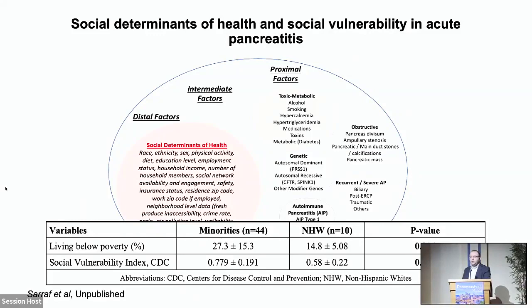And that cohort that I briefly mentioned earlier, that included 54 acute pancreatitis patients, we looked into to see if they were more socially vulnerable compared to acute pancreatitis patients who are non-Hispanic whites. And even among those who have acute pancreatitis, if you look here, we use the CDC Social Vulnerability Index, you will see that minorities, both African-Americans and Hispanics, they're grouped together. They have significantly higher social vulnerability compared to non-Hispanic whites.